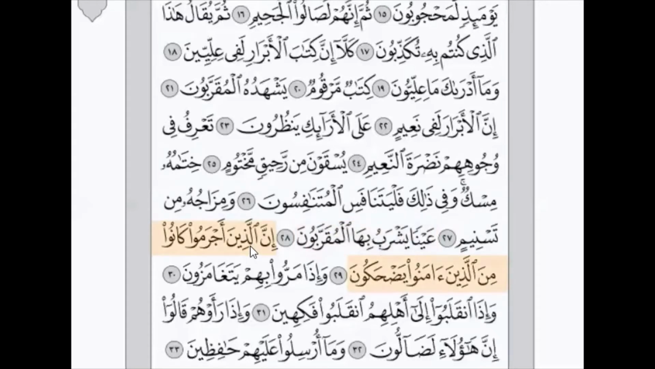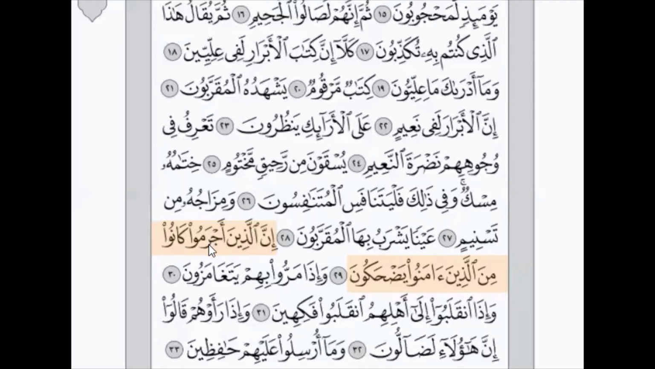إِنَّ الَّذِينَ أَجْرَمُوا كَانُوا مِنَ الَّذِينَ آمَنُوا يَضْحَكُونَ. Here you have inna, noon harf ghunna mushaddad, with ghunna for 2 counts. الذين lam shamsiyya, idgham shamsi. Ya here, natural mud, 2 counts. أجرموا, jim is a qalqala letter, make the qalqala, it's the lightest form of it.